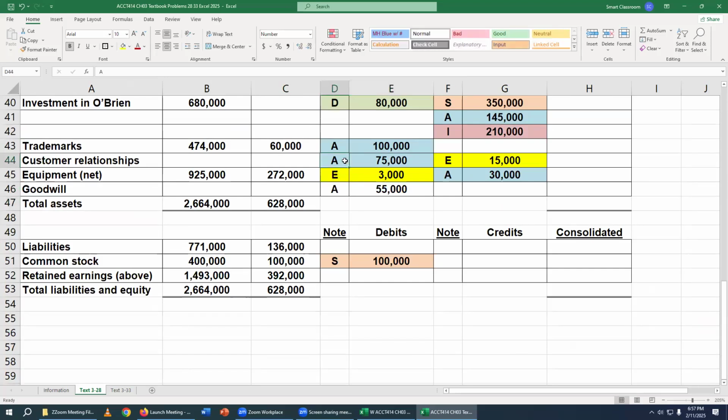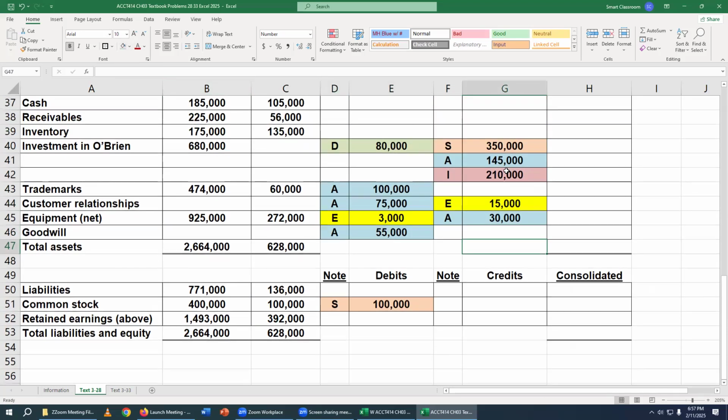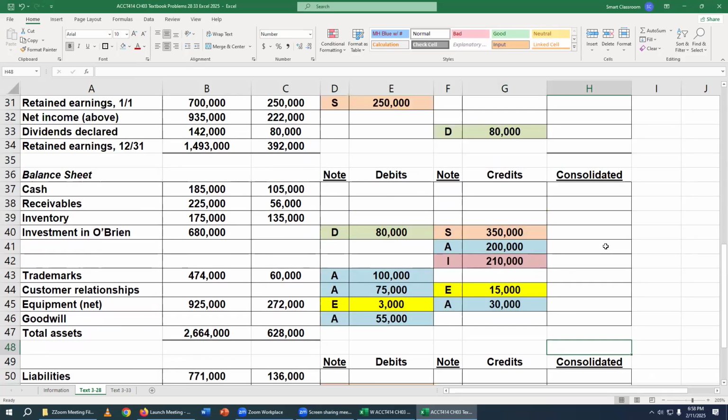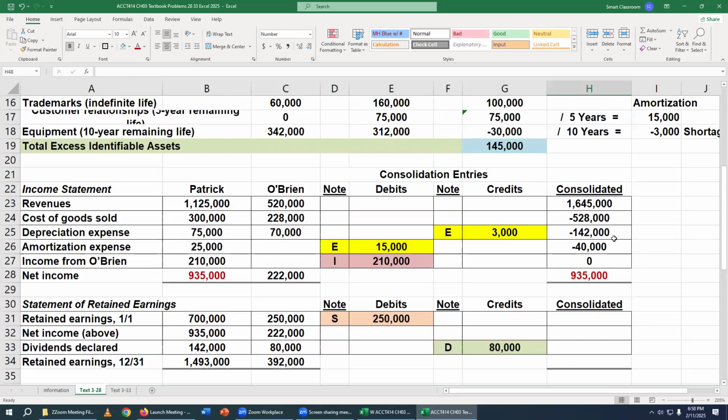I gotta make that one, is that blue? What color are you? Turquoise, I guess. Doesn't look like turquoise, but anyway. Okay, so I gotta come here. So this is gonna be this plus the goodwill. I think that works out. Okay. All right, well.